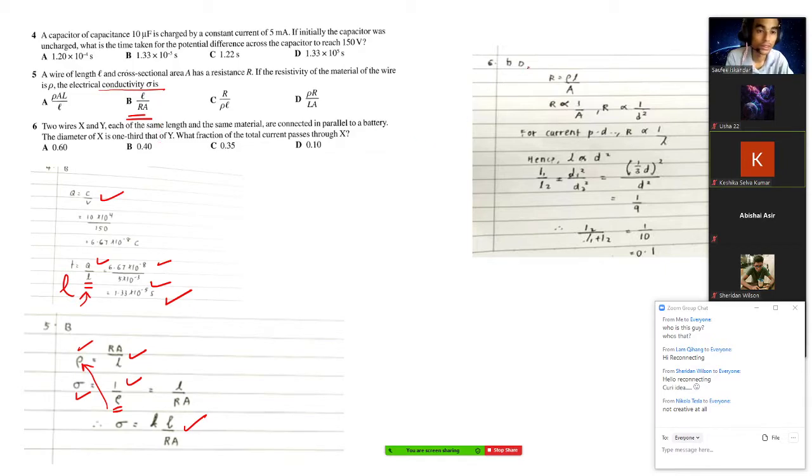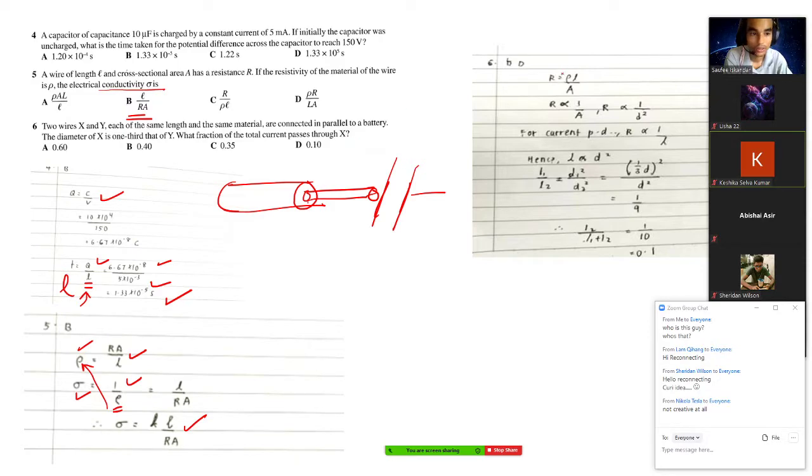So number 6. Two wires X and Y, each of the same length and the same material, are connected in parallel to a battery. The diameter of X is 1/3 of Y. What fraction of the current passes through X? So there are two wires here, with a battery over here.